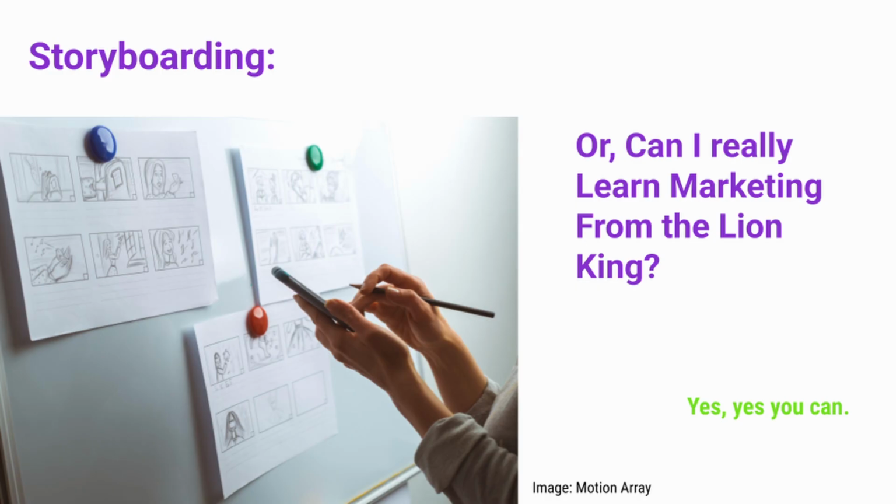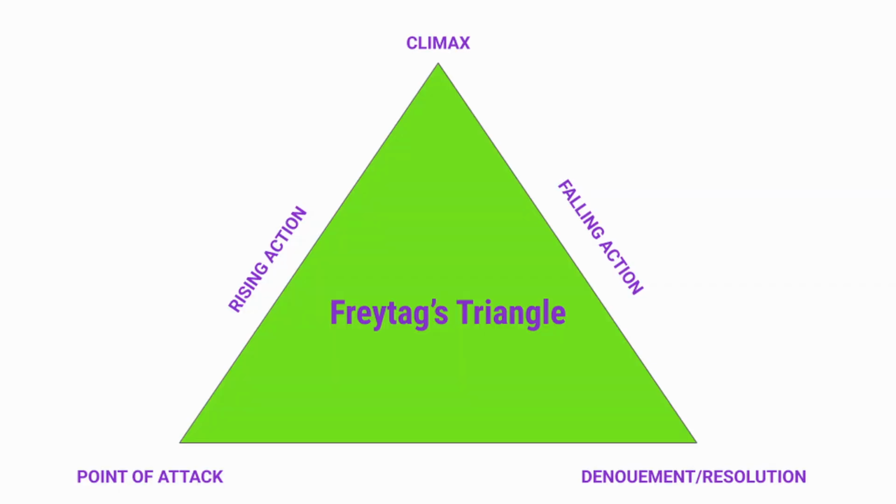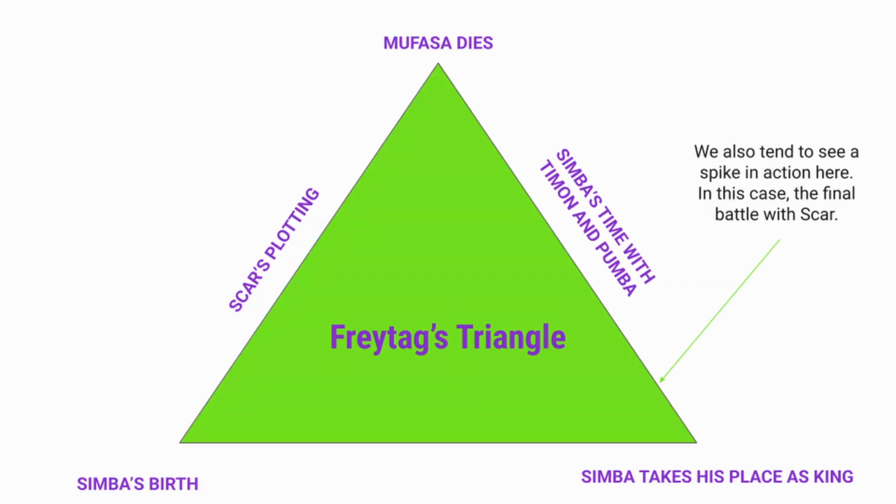Presenting this plan to your client or team fosters transparency and sets clear expectations, building trust and ensuring everyone is on the same page. Storyboarding and storytelling are also essential components of your content plan. Building a narrative arc helps your audience connect emotionally and remember your message. Think of it like crafting a movie script. We can use Freytag's triangle as a guide. For example, in The Lion King, the exposition is Simba's birth, the rising action is Scar's plotting, the climax is Mufasa's death, the falling action is Simba's time with Timon and Pumbaa, and the resolution is Simba becoming king. This structure creates a compelling journey for the audience.